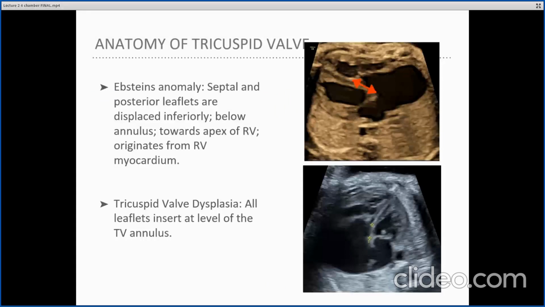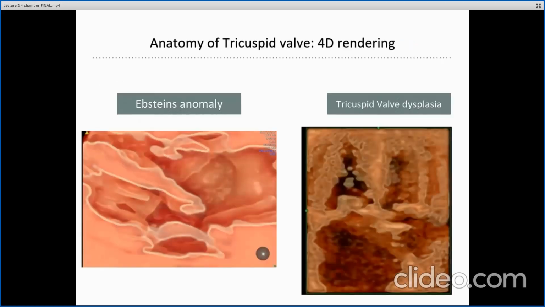And in the lower picture, we can see that we can even measure the level of displacement. The more the displacement, the more severe is the Epstein's. In tricuspid valve dysplasia, the leaflets will be inserting at the normal level of the tricuspid valve. So this downward displacement of the tricuspid valve in Epstein's is illustrated and compared with the tricuspid valve dysplasia in these pictures with 4D rendering.